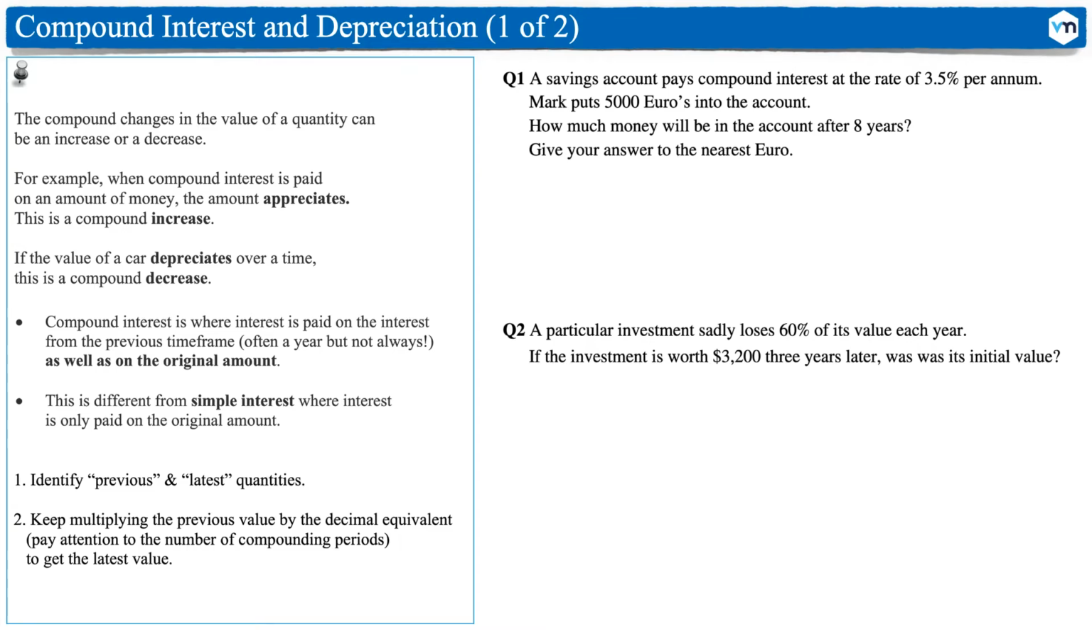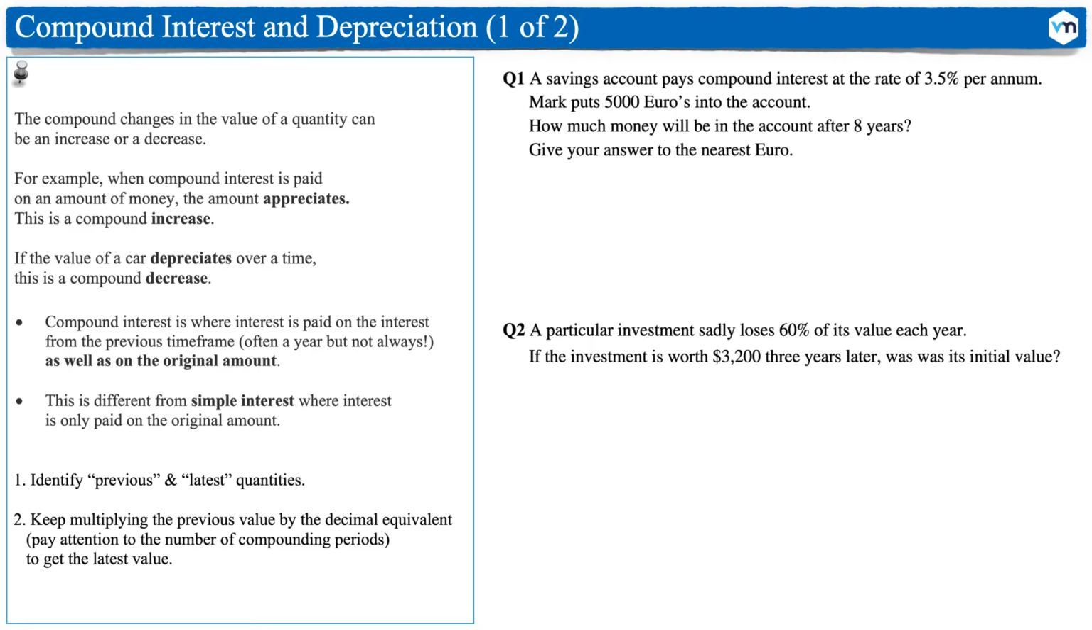Step 1. Identify previous and latest quantities. Step 2. Keep multiplying the previous value by the decimal equivalent. Pay attention to the number of compounding periods to get the latest value.